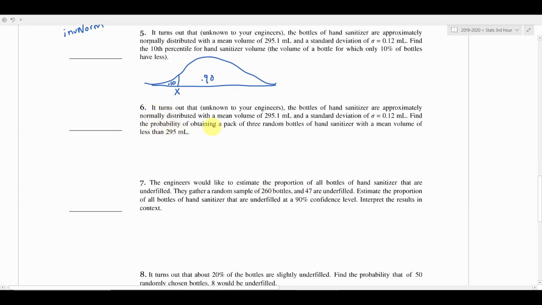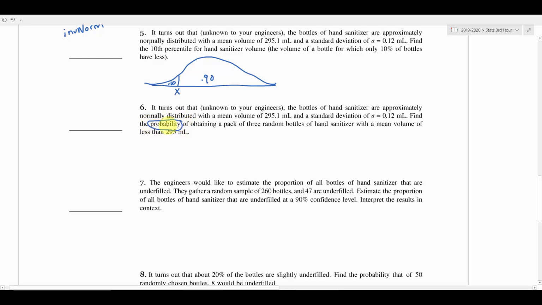It turns out that, unknown to your engineers, the bottles of hand sanitizer are approximately normally distributed. Okay, all the same information as the last problem. We got the shape, center, and spread here. Find the probability of obtaining a pack of 3 random bottles of hand sanitizer with a mean volume of less than 295. So again, we're calculating a probability, right?